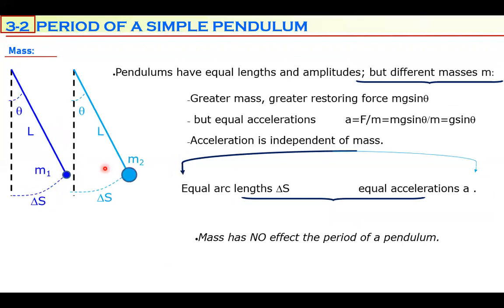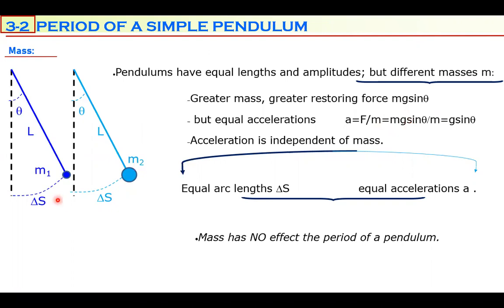Mass. All others are equal, only mass will change. So pendulums have equal lengths and amplitude, but masses are different. Mass only determines the gravitational force. Restoring force increases. However, acceleration is constant, because according to the second law of motion, acceleration is force divided by mass. If you divide force by mass, so mg sine theta is the force, divided by mass, look at that, mass simplifies. For that reason, acceleration is independent of mass.